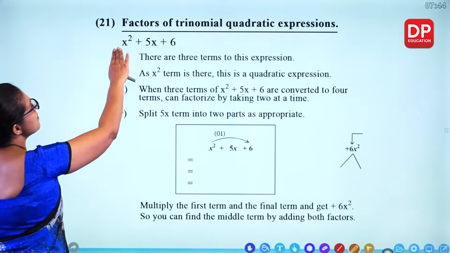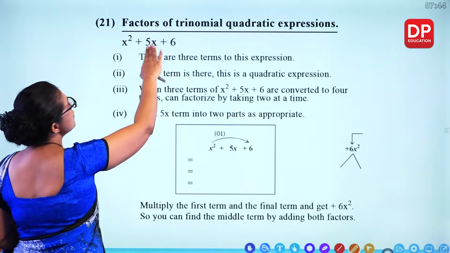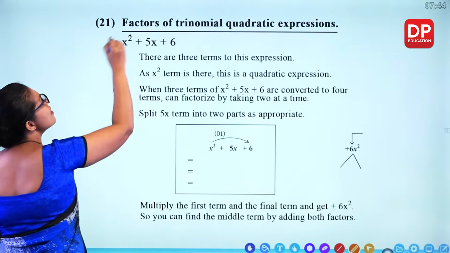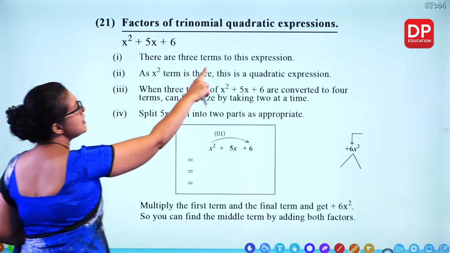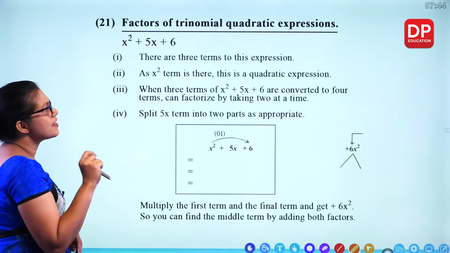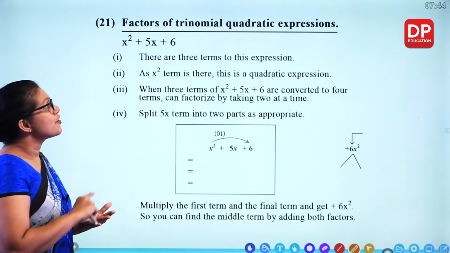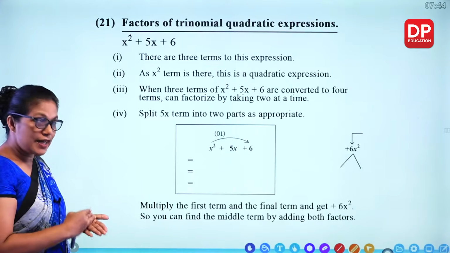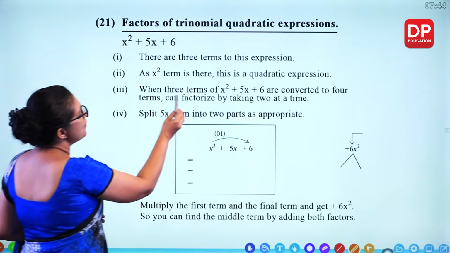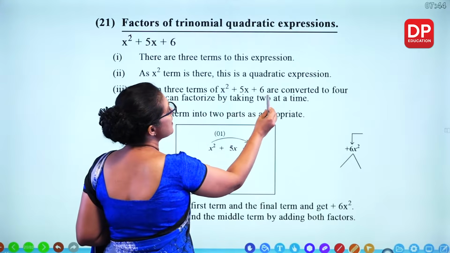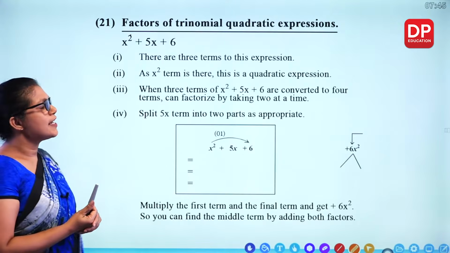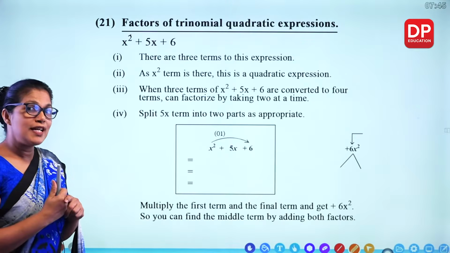So in this expression, you get 3 terms. That's why it's trinomial. Why is this quadratic? You get power 2. So there are 3 terms to this expression. As x squared term is there, this is a quadratic expression. So we are trying to factorize when you get 3 terms with a square term. So when 3 terms of x squared plus 5x plus 6 are converted to 4 terms, we can factorize by taking 2 at a time.